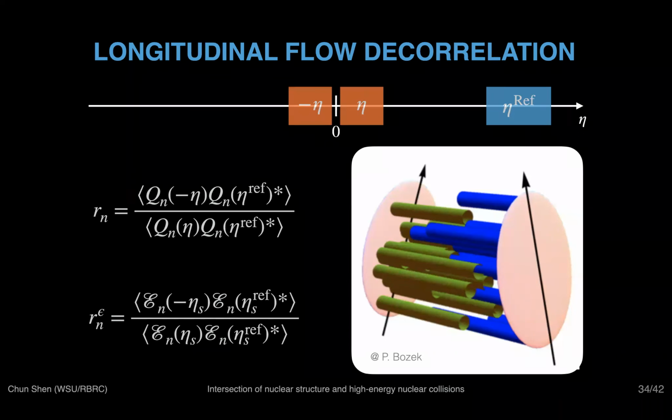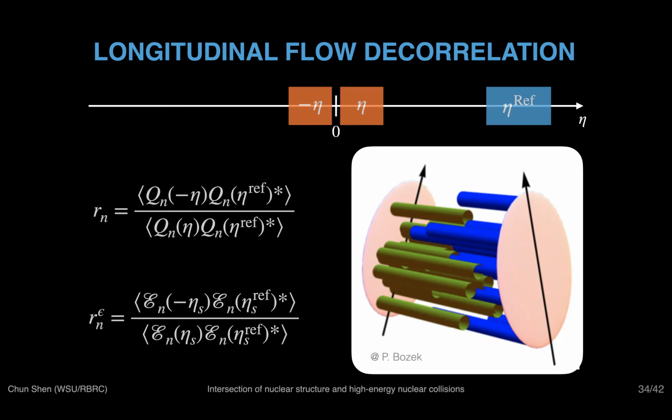In both the numerator and denominator, these are two-particle correlations. You correlate particles in one detector at middle rapidity with a reference detector at forward rapidity. You make these ratios, and the reference Q vector effects cancel. The deviation of these ratios from one tells you the decorrelation between QN at minus eta and QN at plus eta. So that gives you the relative angle between these two Q vectors with respect to one reference.